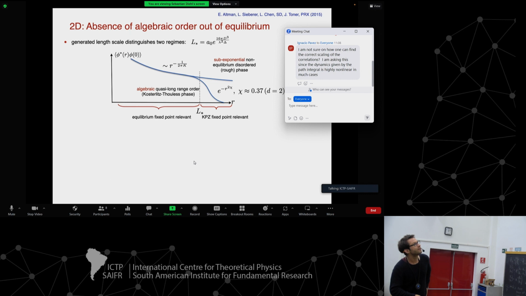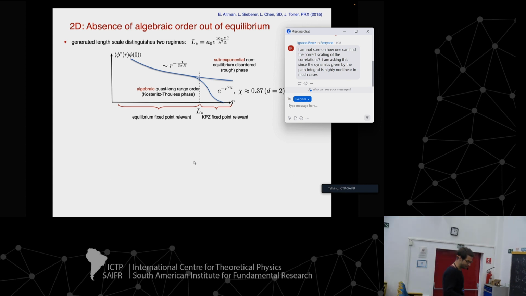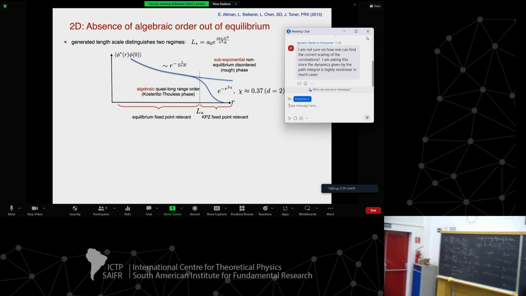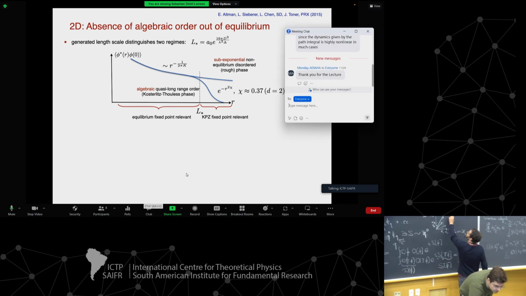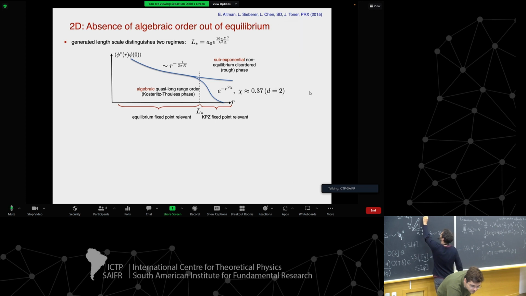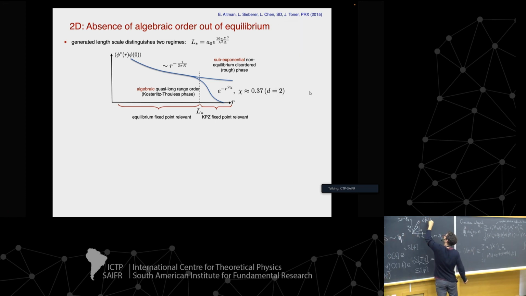Not sure I can find the... Right, yeah. So up there on the board stands this correlator.